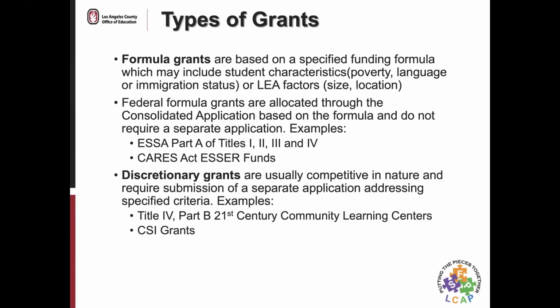So if you want to know what can I do, what can't I do, it's embedded in your grant application. Title 4B, 21st Century Community Learning Centers, that's a competitive or discretionary grant. CSI is discretionary, although CDE has determined that any CSI school will be eligible, but you have to complete a separate application, which is going to be due later this month, pretty soon.